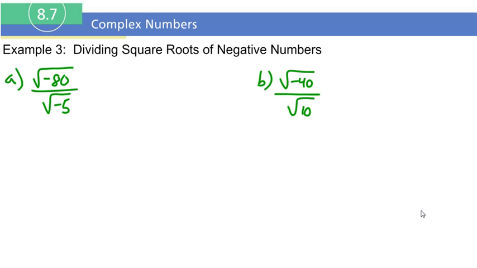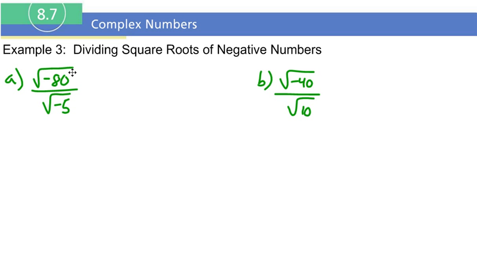Example number 3 now, we're going to go ahead and divide square roots of negative numbers. So just continuing on with our complex numbers. All right, so let's look at part A, and we're going to be dividing the square root of negative 80 divided by the square root of negative 5.